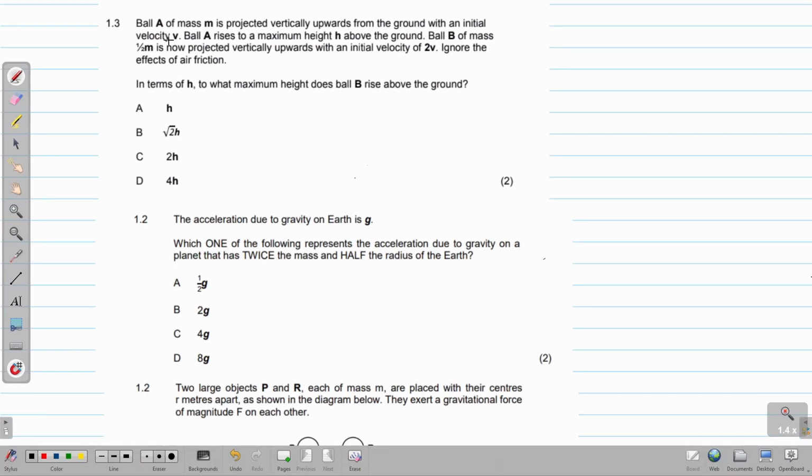1.3. Ball A of mass m is projected vertically upwards from the ground with an initial velocity v. Ball A rises to a maximum height h above the ground. Ball B of mass half m is now projected vertically upwards, also from the ground, with an initial velocity of 2v. Ignore the effects of air friction. In terms of h, to what maximum height does ball B rise above the ground?